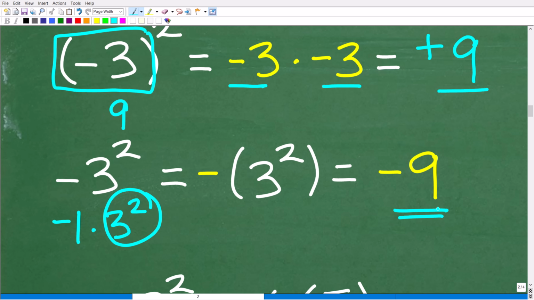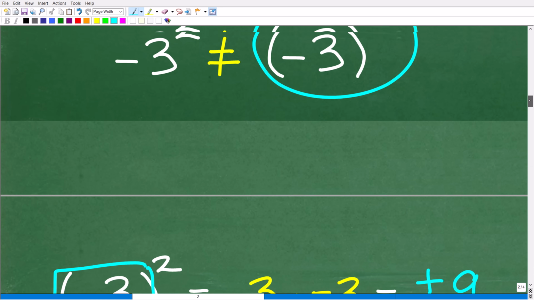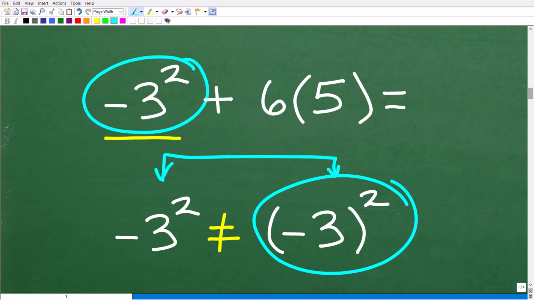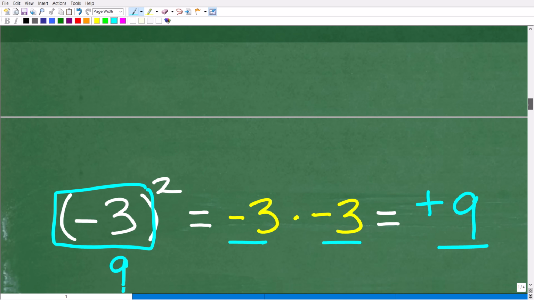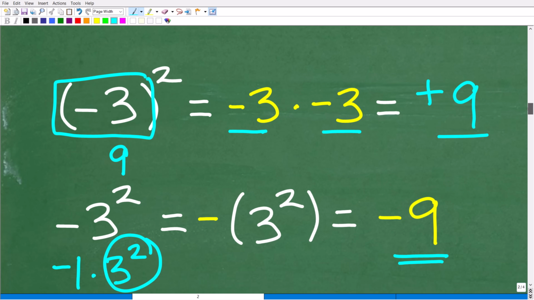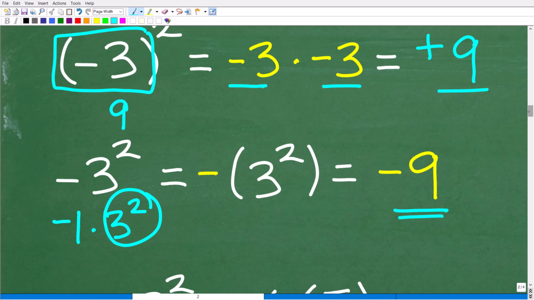However you want to understand it, you need to recognize the difference when you're faced with a situation like this. You're not going to interpret it as taking a power of this entire -3. That's a very, very common misunderstanding, and hopefully we cleared up that confusion. So the answer here is -9.